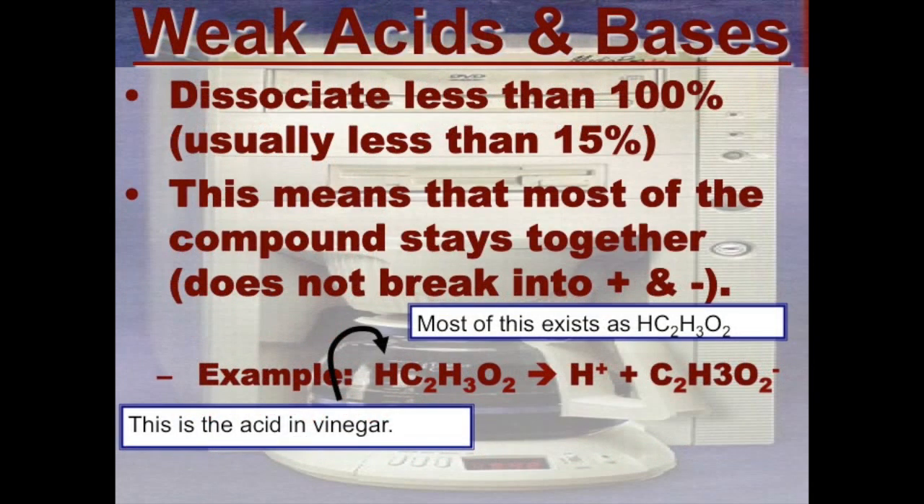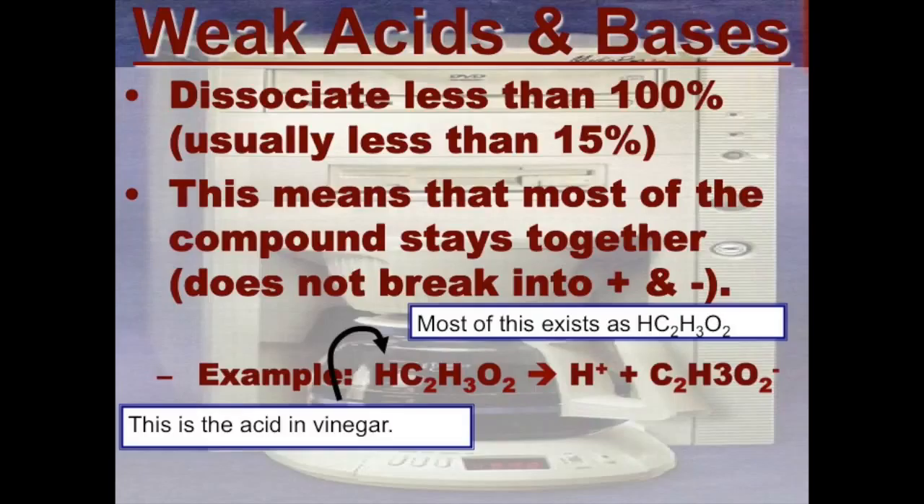For weak acids and bases, we've already talked about these a little bit. These ones dissociate less than 100%. Okay, usually, as you can see, less than even 15%. That's going to be a sign of a weak acid or a weak base. This means that these compounds don't completely break down into their anions and cations. Some of it's going to stay in the original state, as you can see in our example below.